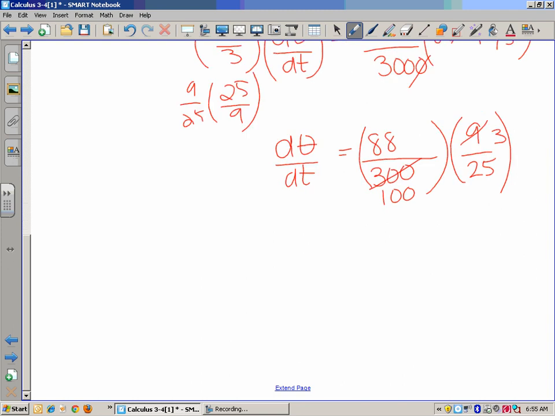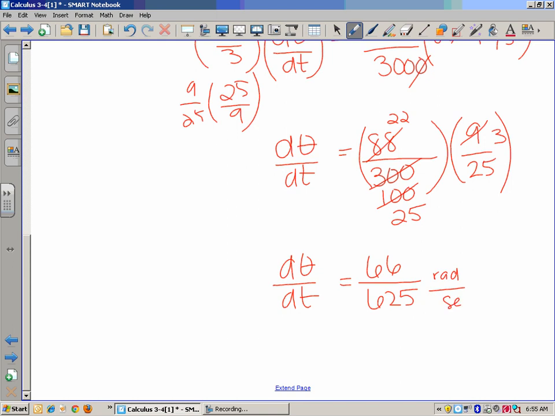So d theta dt, and for 25, for 22. And so now I get 66 over, what is that, 625? And remember, theta is in radians. It does not have units, but it's radians, so it's radians per second. Now, again, if you like your calculator, go to town and start pushing those buttons.